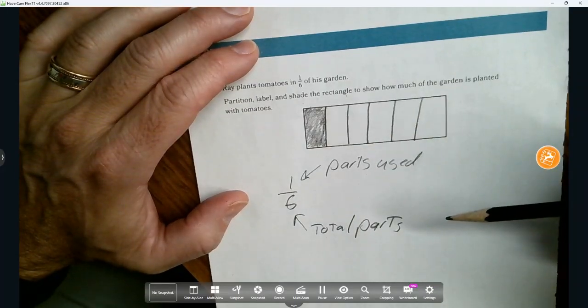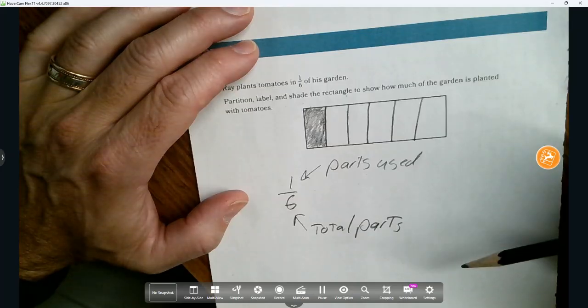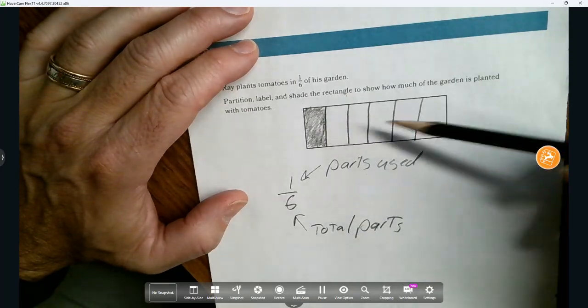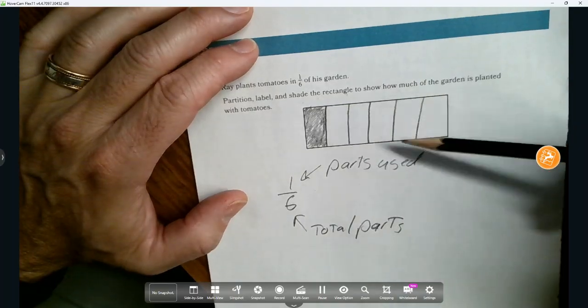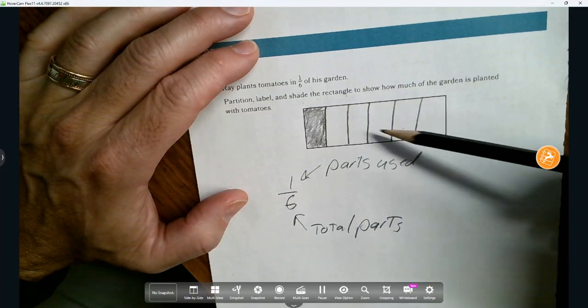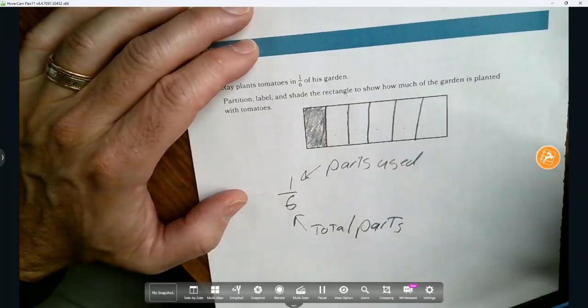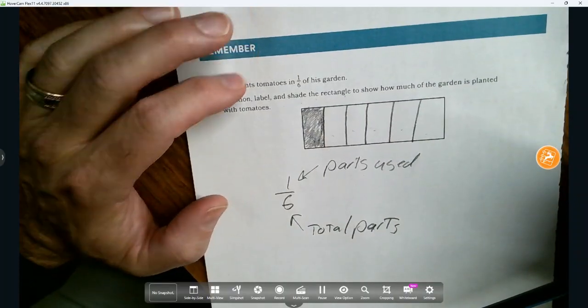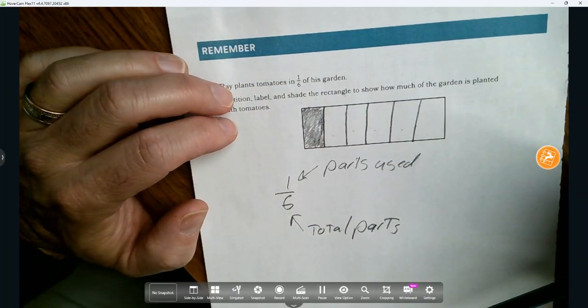We're not being that exact right now. If you want to get your ruler out, measure it, divide it up, make sure everyone's the exact same length, go for it. Is that what I expect to see on the homework? No. I can clearly see there's 1, 2, 3, 4, 5, 6 parts. I can see one is shaded. That's all I need. That's it for this week, guys.